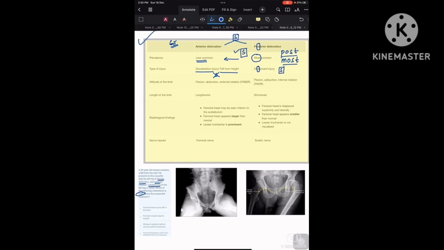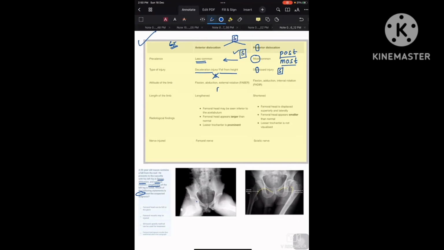Coming to the attitude of the limb, in anterior dislocation it is FABER, whereas in posterior dislocation it is FADER. This is the most important point.